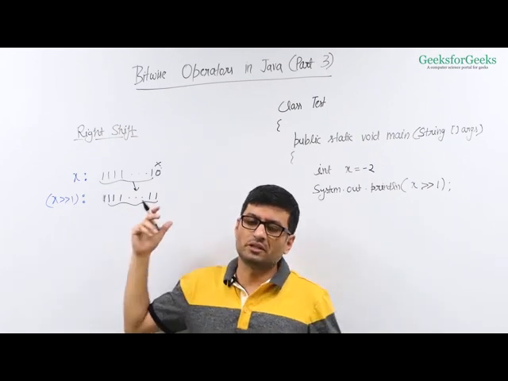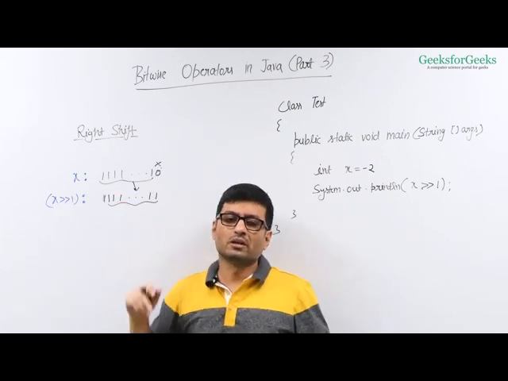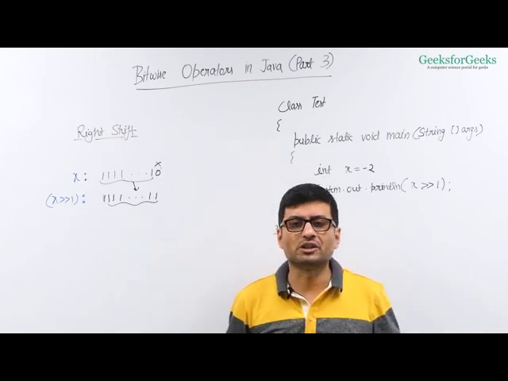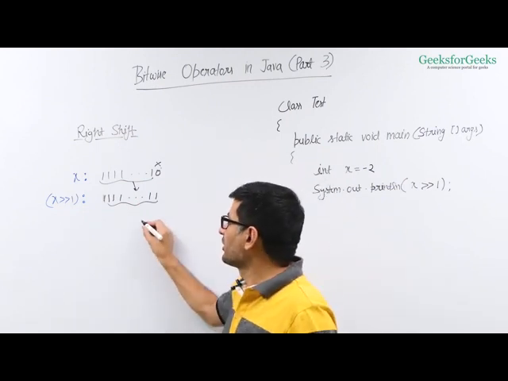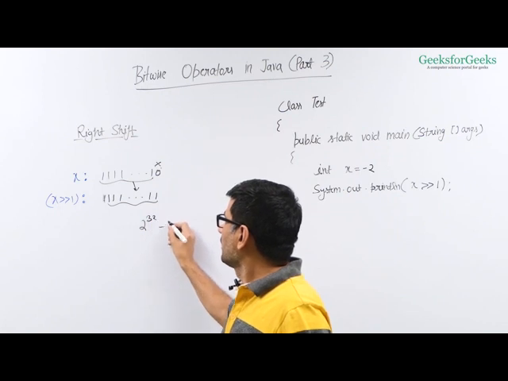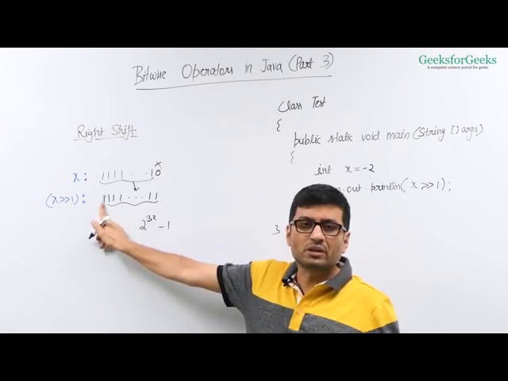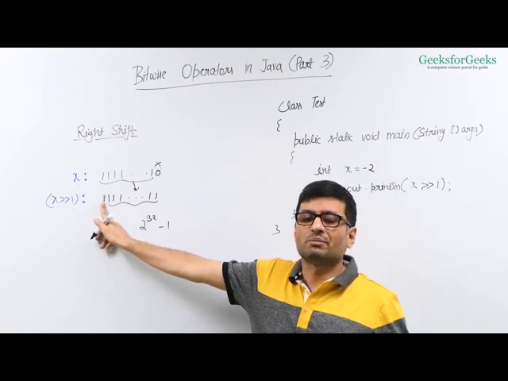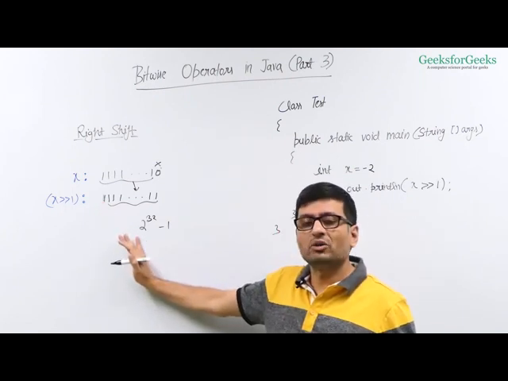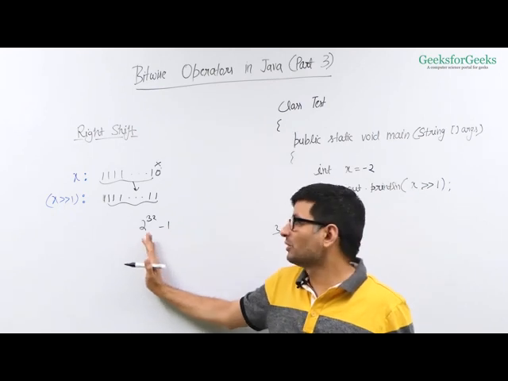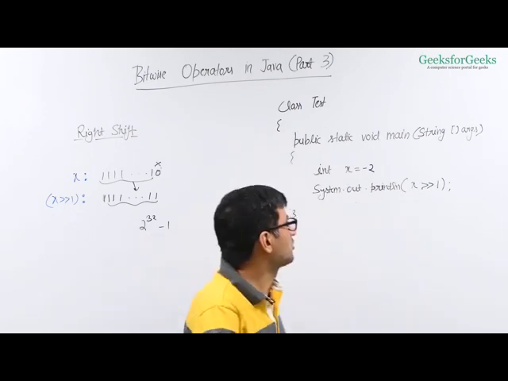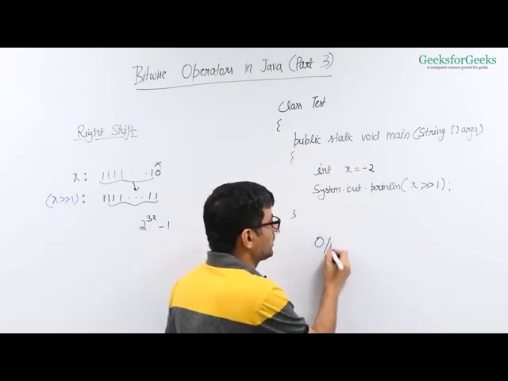Now what is the decimal equivalent of this number? If you find the decimal value of this number, you will see it's 2 raised to the power 32 minus 1. And since the leading bit is 1, it's a negative number. And what number represents? See, 2 raised to the power 32 minus x represents minus x, so it's -1. So output of this program is -1.